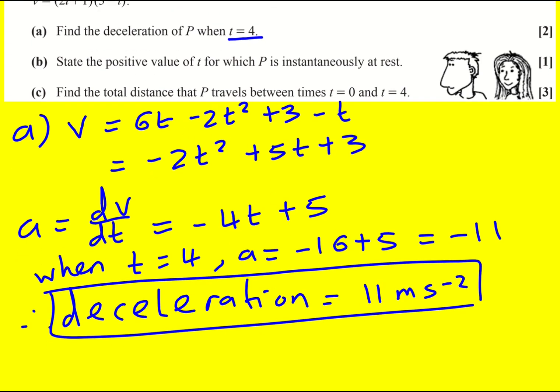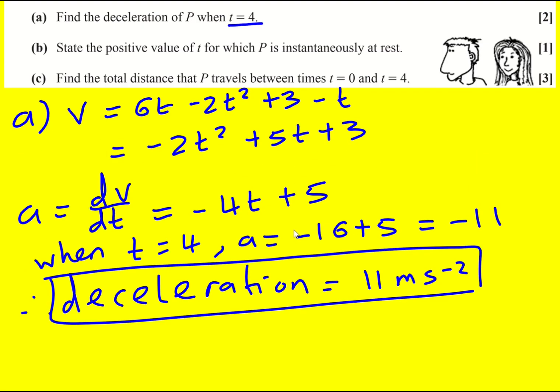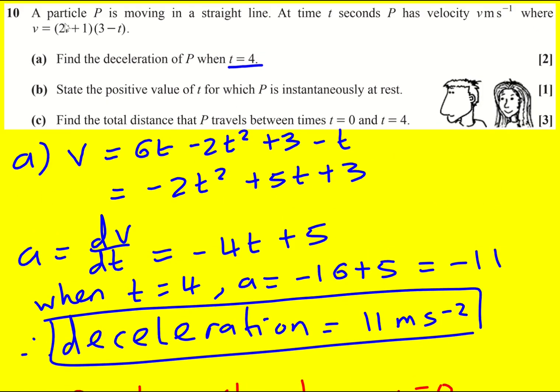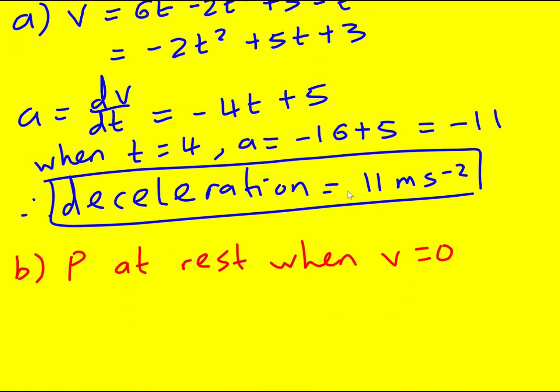Next up, we're asked to state the positive value of t for which P is instantaneously at rest. So P is at rest when v is equal to 0, so when the velocity is 0. Typically, you solve a quadratic and try to factorize it, but we're already given it factorized, so it's going to be 2t plus 1 times 3 minus t equal to 0.